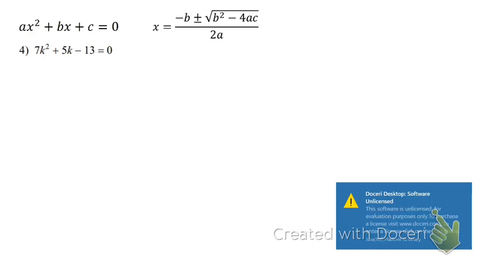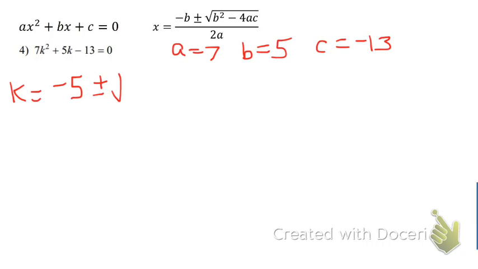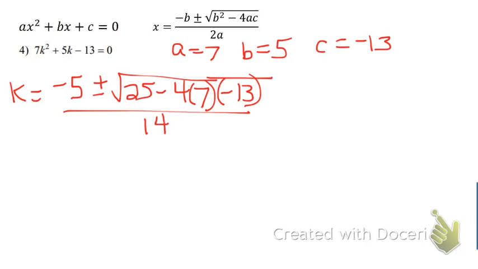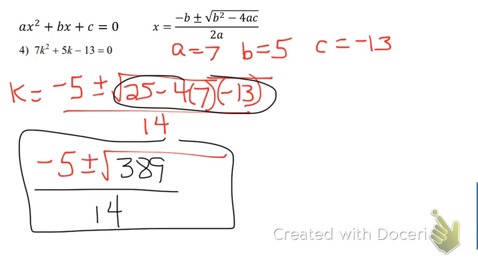Okay, number 4. A equals 7, B is 5, and C is negative 13. So K equals negative B plus or minus the square root of B squared minus 4 times A times C, all over 2 times A. Simplify under the radical in my calculator all at one time. Put all of this into your calculator without the radical though. 25 minus 4 times 7 times negative 13. And I get 389 for all of that. All over 14. And I can't simplify the square root of 389, so that's the answer, just as is.